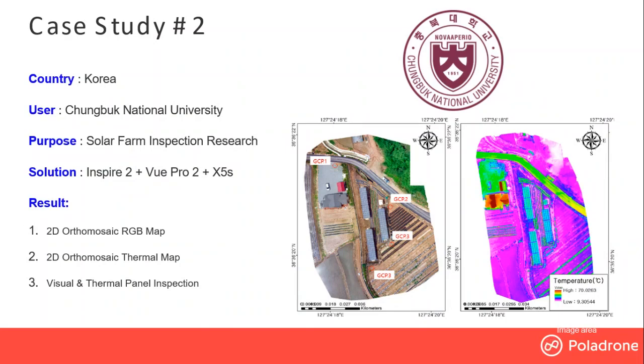Basically, the result is that they are able to generate a 2D RGB map and also a 2D thermal map. The 2D RGB map is on the left and the 2D thermal map is on the right. By having this kind of map, the management or the operator can have a better view of what is happening on their farm itself. They are also able to do a visual and thermal inspection on each of the solar panels. So this is case study 2 by Chungbuk National University in Korea.